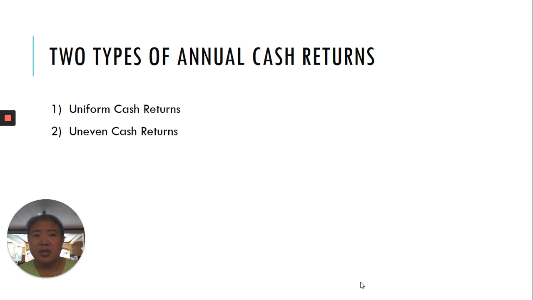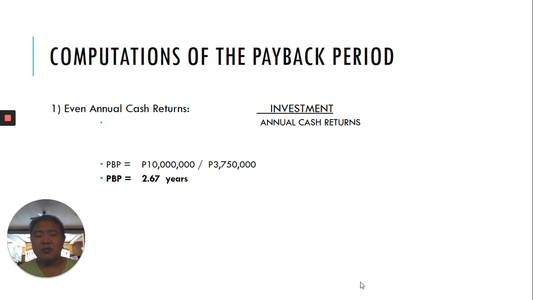For an uneven cash return, the revenues and the annual cash returns differ from year to year. Will that affect the manner that we compute the payback period and all the stuff? Yes, it will matter. So let's go to the computation of the payback period.